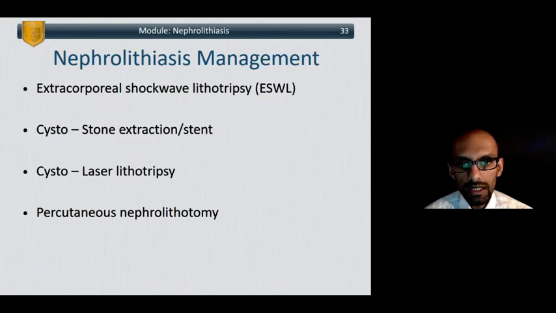So overall, you can attack a stone a variety of different ways. You can do, like I said, extracorporeal shockwave lithotripsy, cystoscopy with a direct stone extraction and placement of a stent, laser lithotripsy once you get all the way up into the ureter, and a percutaneous nephrolithotomy, which requires prone positioning and access to the renal hilum.